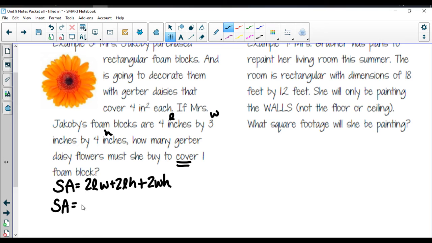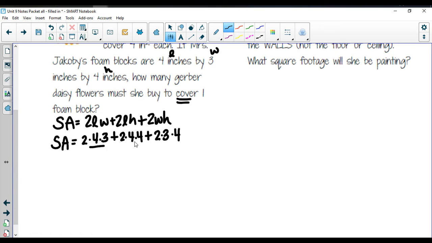So for our surface area, we're going to do 2 times 4 times 3 plus 2 times 4 times 4 plus 2 times the width is 3 times the height is 4. And again, I'm going to chunk these into the 3 different spots here. So 2 times 4 times 3 is going to give me 24. 2 times 4 times 4 is going to give me 32. And 2 times 3 times 4 will give me 24. So if I have 24 plus 32 plus 24, I'm going to get 80.